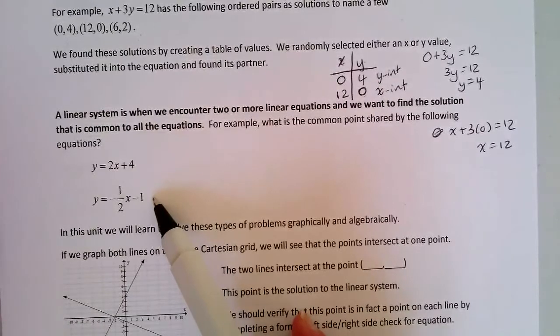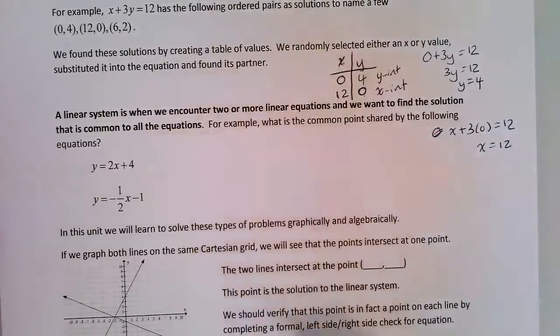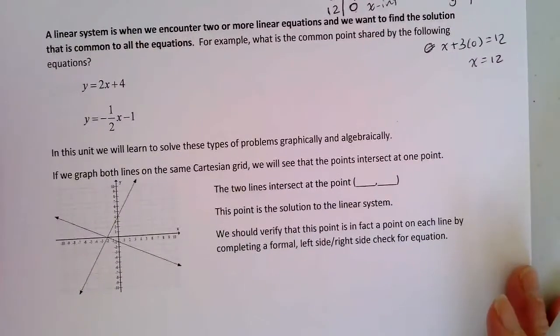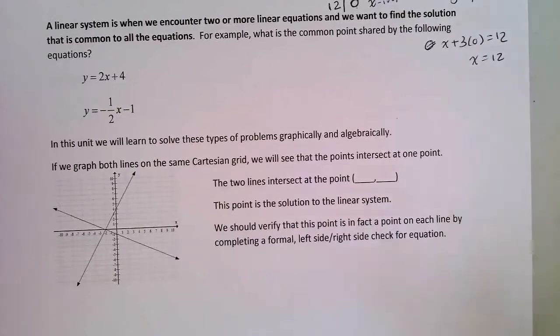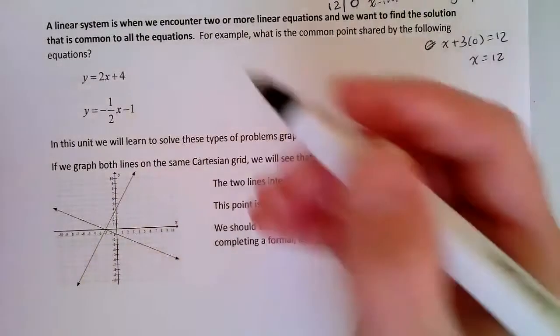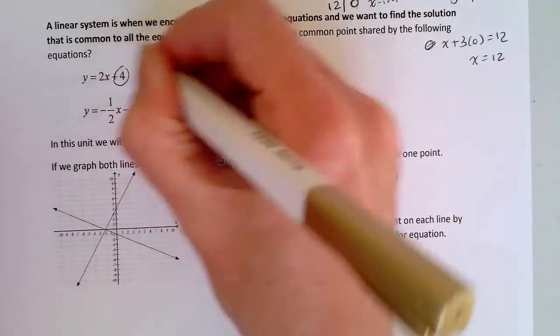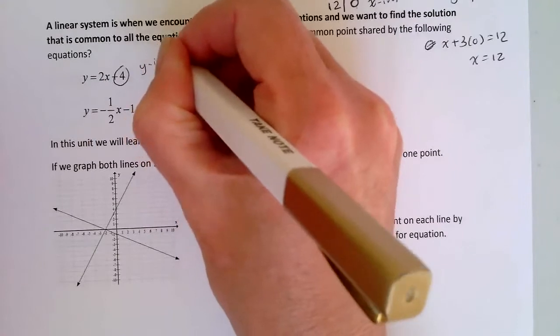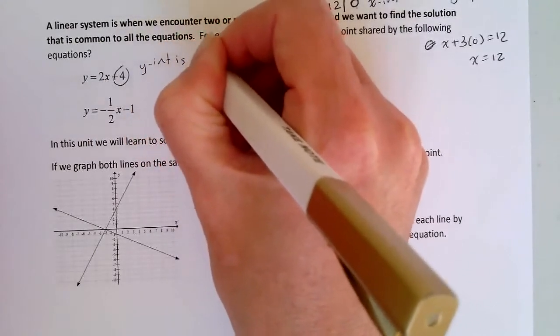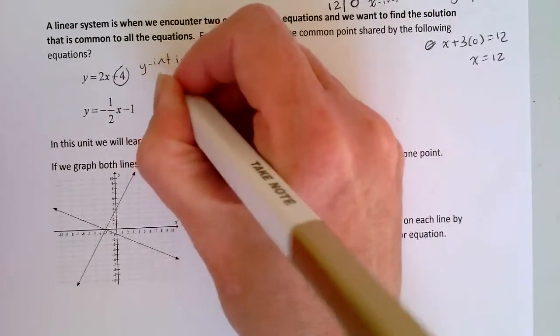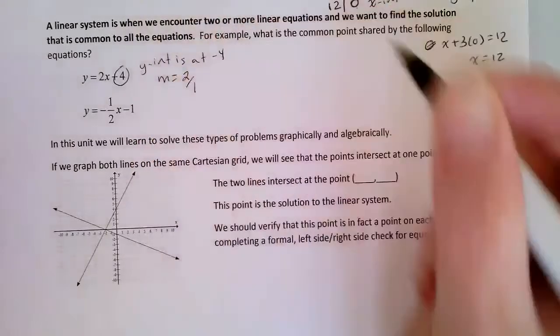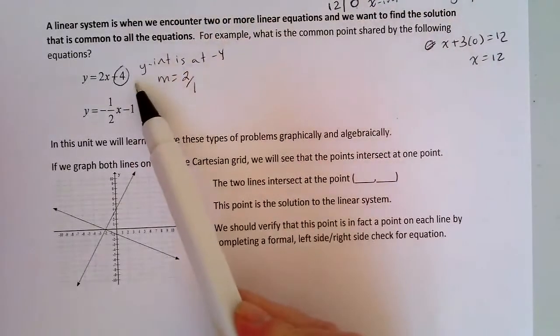So the way we're going to solve these questions today is by graphing. So what we're going to do is graph both of these lines on the same Cartesian grid. And I've actually gone ahead and used the graphing program to do this. But just a reminder, to graph this, the y-intercept is at 4, and the slope is equal to 2 over 1, because this equation is in y equals mx plus b form.